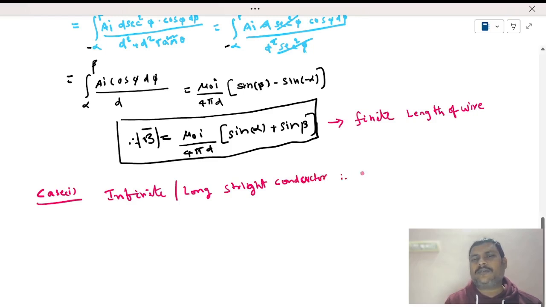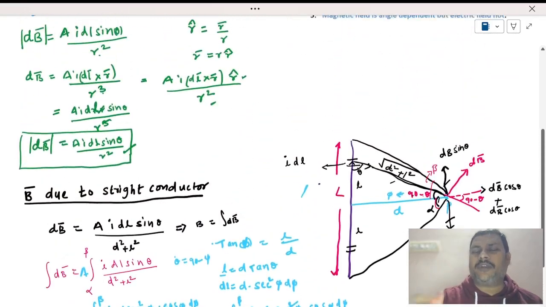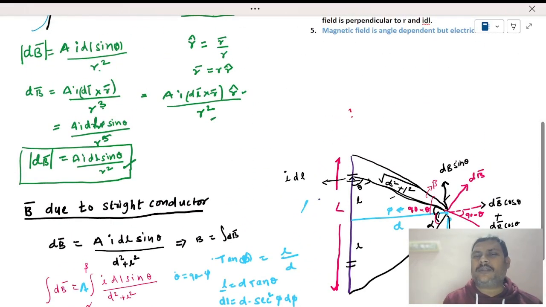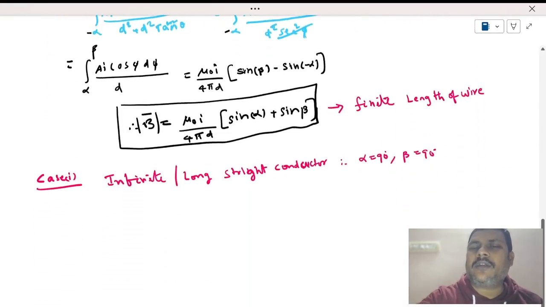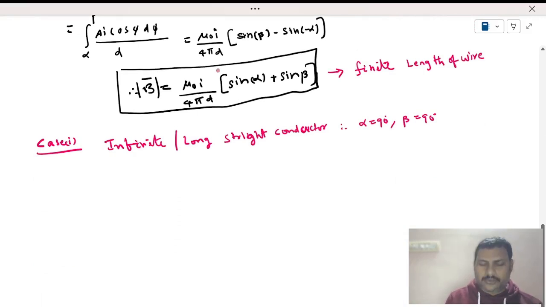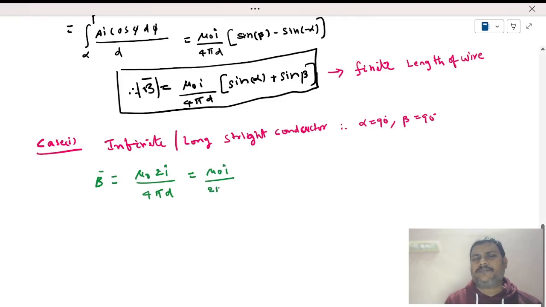For this, alpha becomes 90, and similarly beta also becomes 90. If you see the diagram clearly, suppose this is infinite, then the angles extend so that alpha is 90 and beta is 90. Now substitute the same thing in the above equation. Therefore the magnetic field due to an infinite wire is equal to mu naught 2 into I by 4 pi d, or mu naught I by 2 pi d.